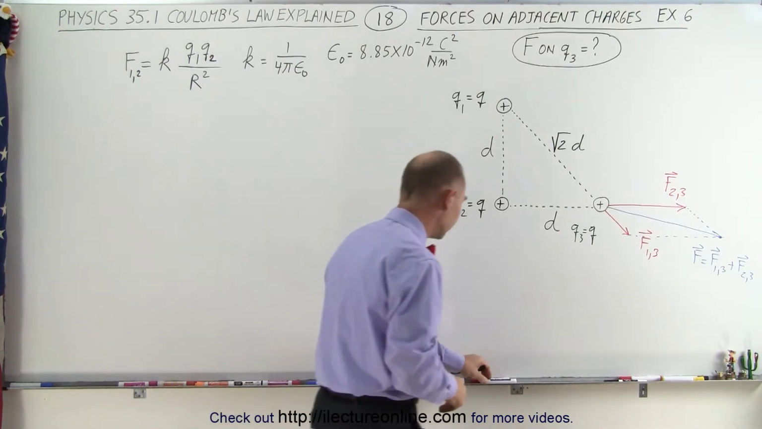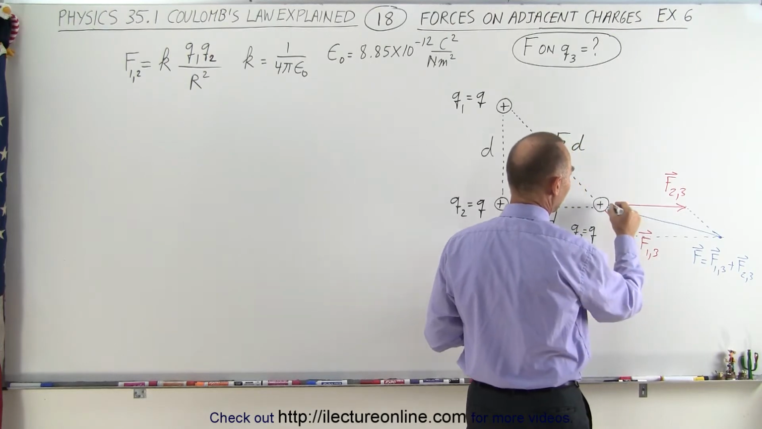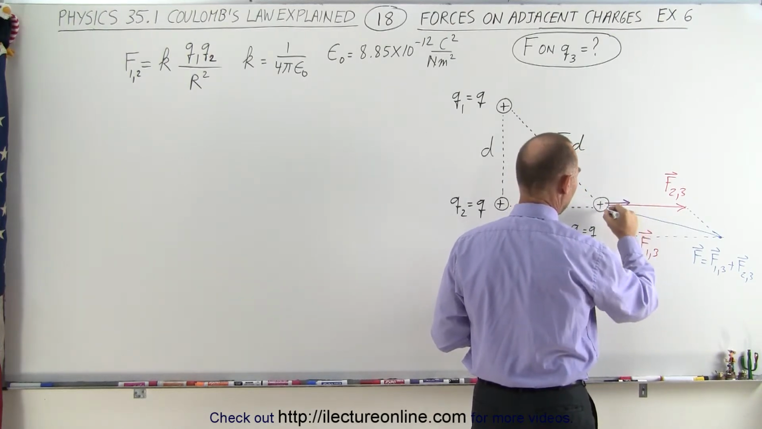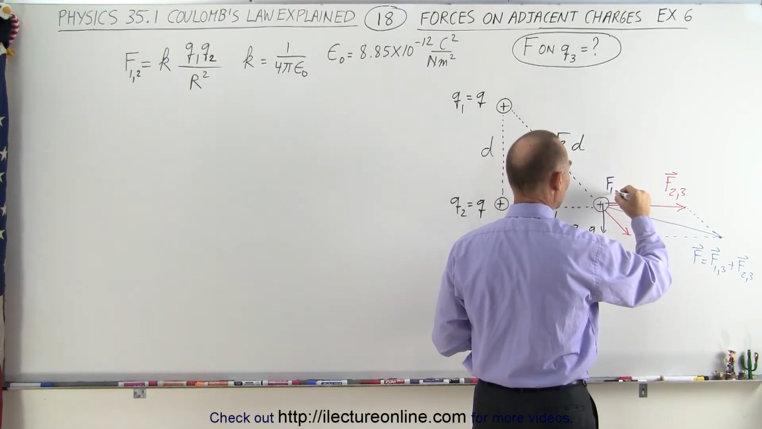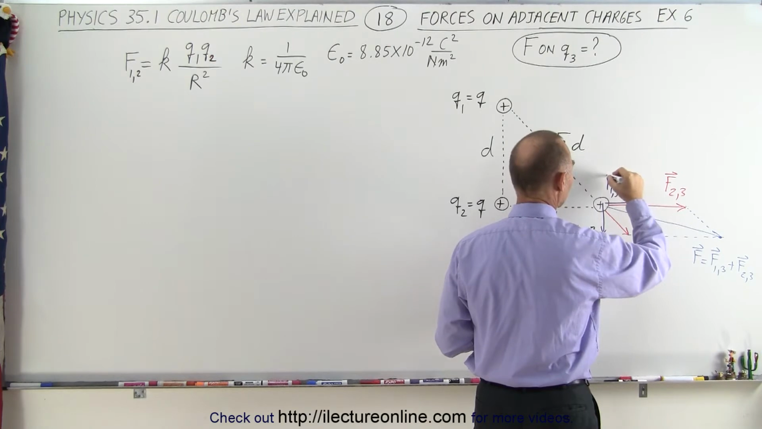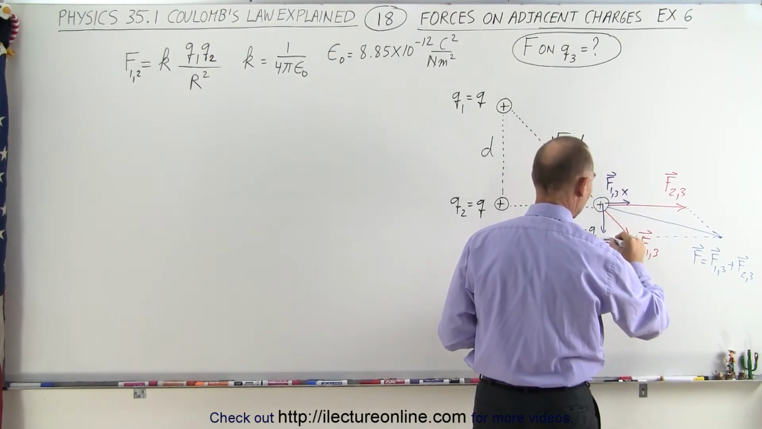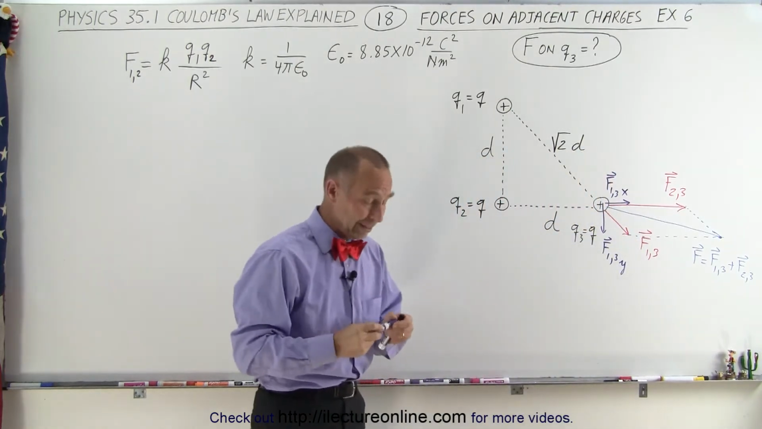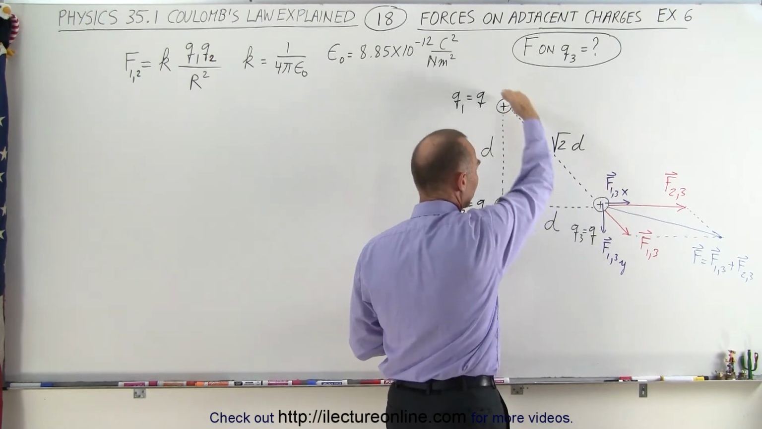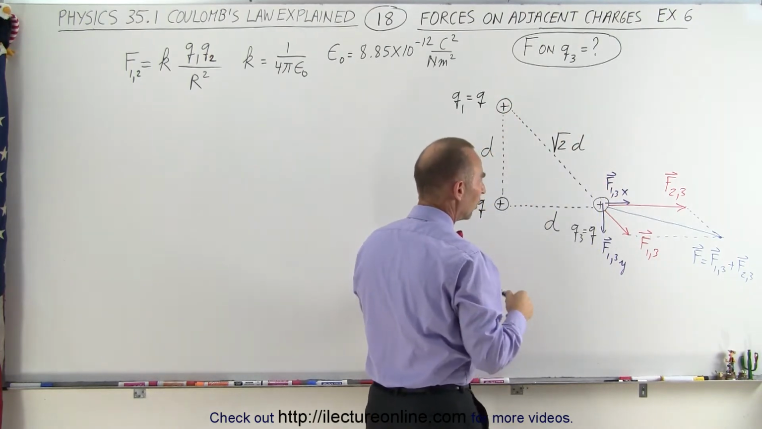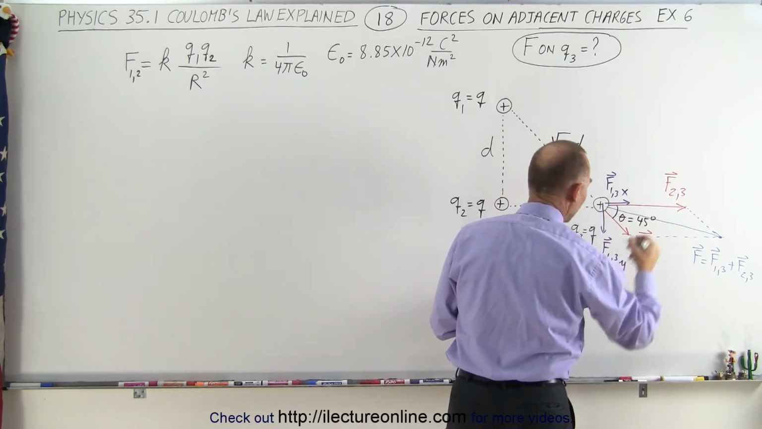So what we need to do there is find the x component of F13, which will be pointing in this direction, and the y component of F13 in this direction. So this will be F13 in the x direction, and the component F13 in the y direction. How do we find that? Well, we can see here that this is actually the shape of a square, so this would be the diagonal of that square, which means the angle here, theta, would be equal to 45 degrees.